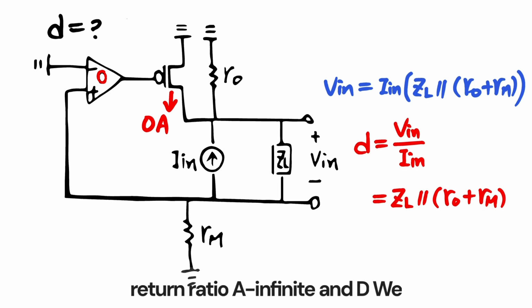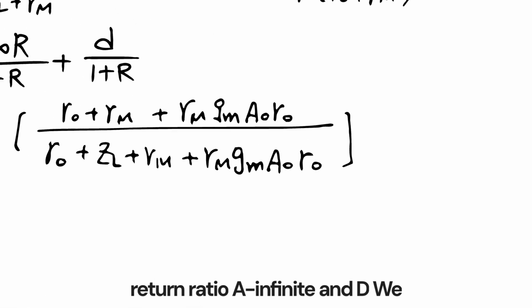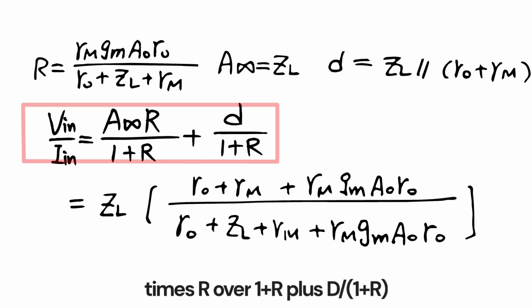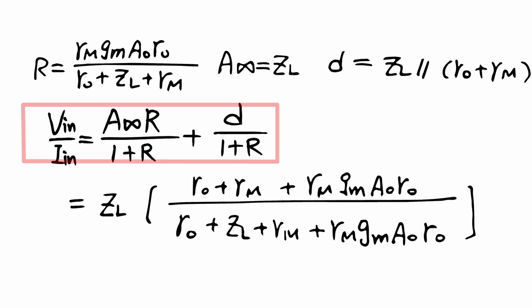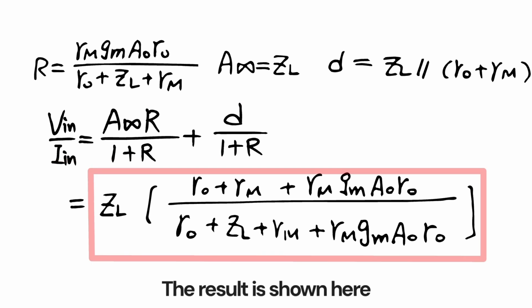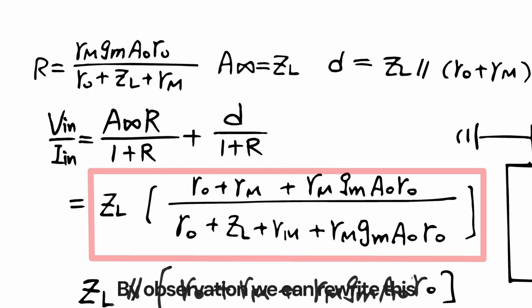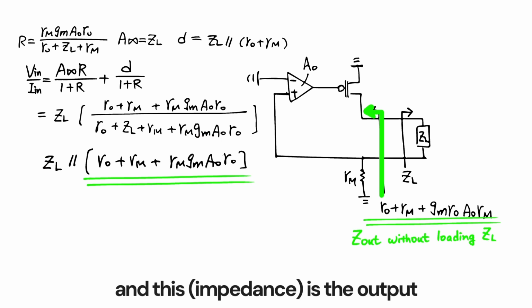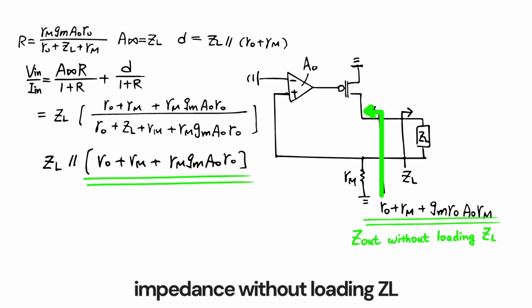Now, we have the return ratio R, A infinite, and D. We can use these to calculate the closed-loop gain. The closed-loop gain will be A infinite times R over 1 plus R, plus D over 1 plus D. The result is shown here. By observation, we can rewrite this as ZL in parallel with the impedance, and this is the output impedance without loading the ZL.